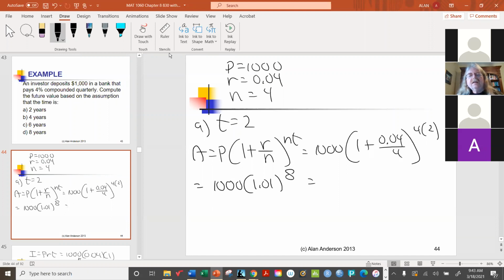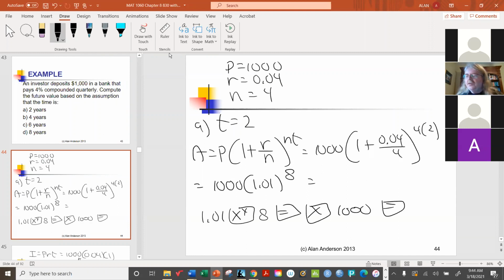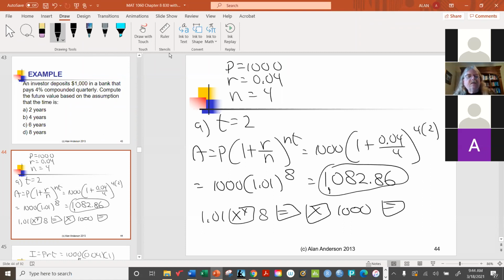All right, so in this calculator, you could put 1.01 exponent 8 equals times 1,000 equals, and in this case, if you raise 1.01 to the 8th power and then multiply it by 1,000, you do in fact get 1,082.86 after rounding it to dollars and cents. Perfect. All right. So if you got that one right, why don't you move on to part B, where your time will be 4 years.